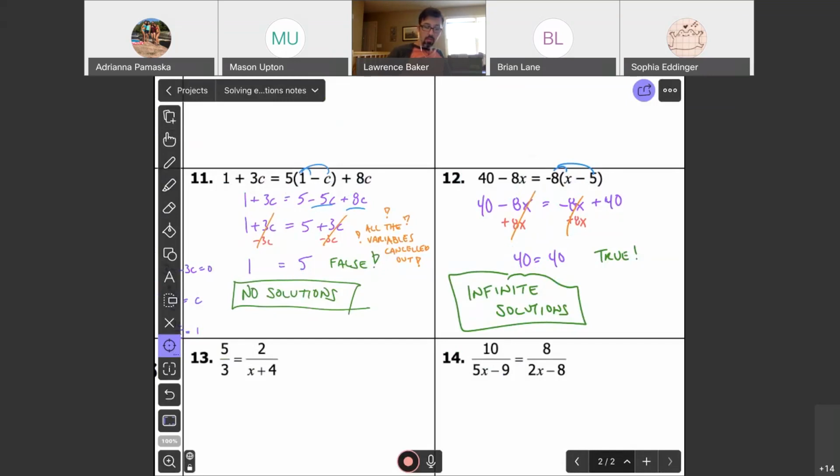So notice on both of them, both special cases, the variable is completely canceled. That's what makes it special, that the variables cancel out and you're left with either this true statement, which we interpret as being infinite solutions, or a false statement, which we interpret as being that there are no solutions. Anything about the special cases you guys want to talk about?